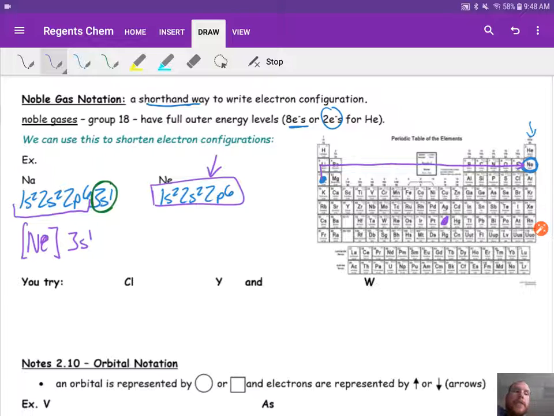I would encourage you guys to pause the video and try these next three. Try chlorine, yttrium, and tungsten and see how you do. Come back and check the answers.